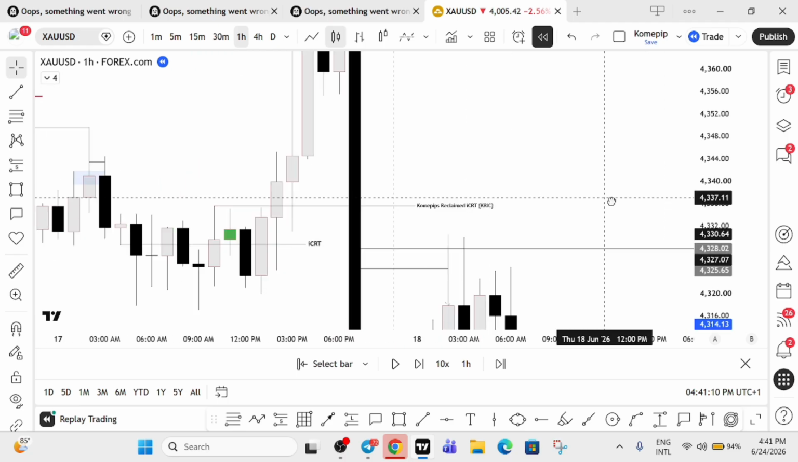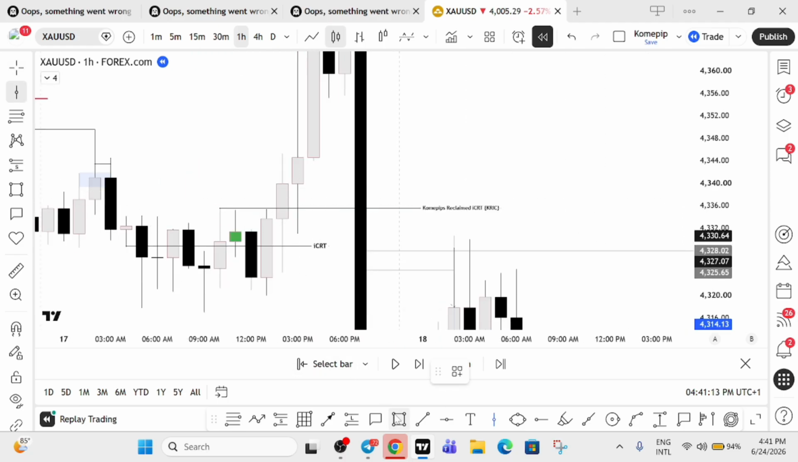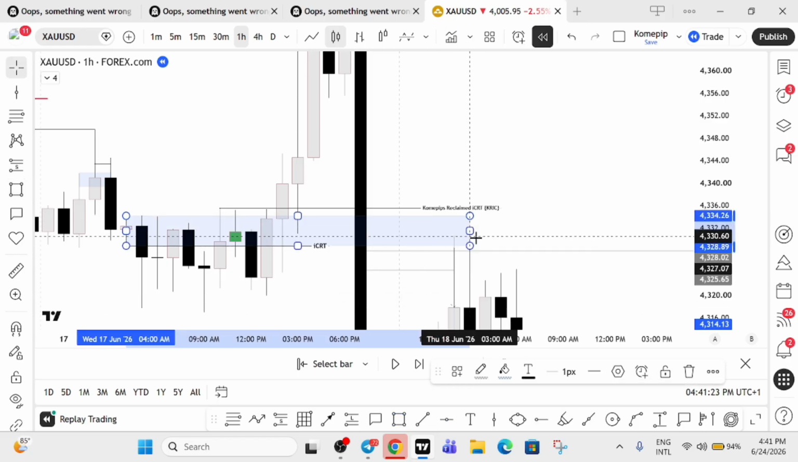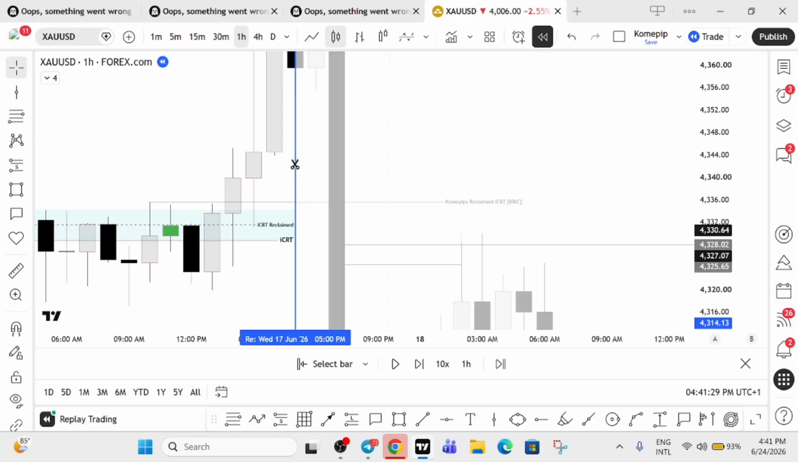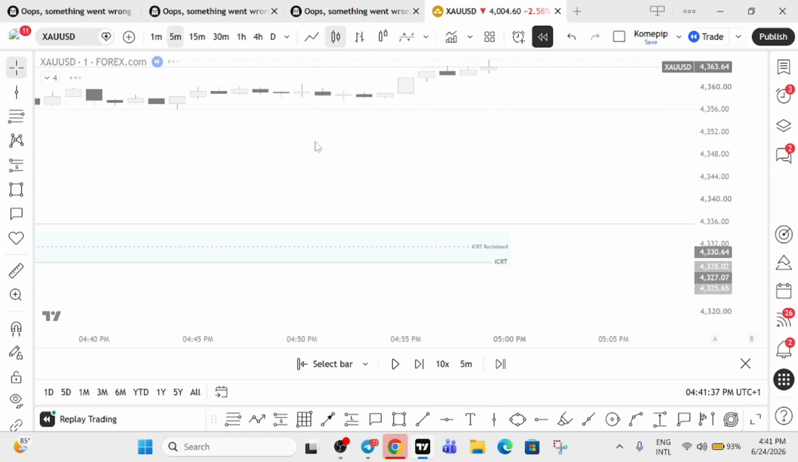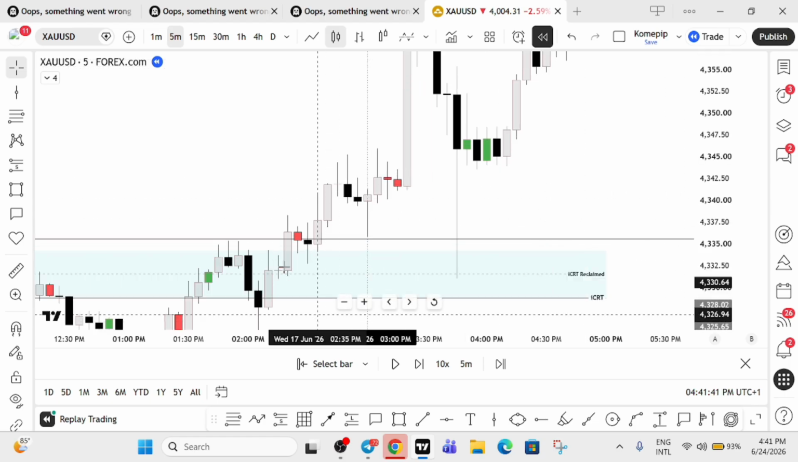So where are we looking for the buys? We're looking for the buys from this. Where is the candle? Okay, there's a candle right there. So this is our ICRT reclaim right there. What happened? Let's cut that. What happened? Price taps it, boom, and pushes away. How do you enter? Come to 5 minutes. That's how you enter. Wait for the tap.